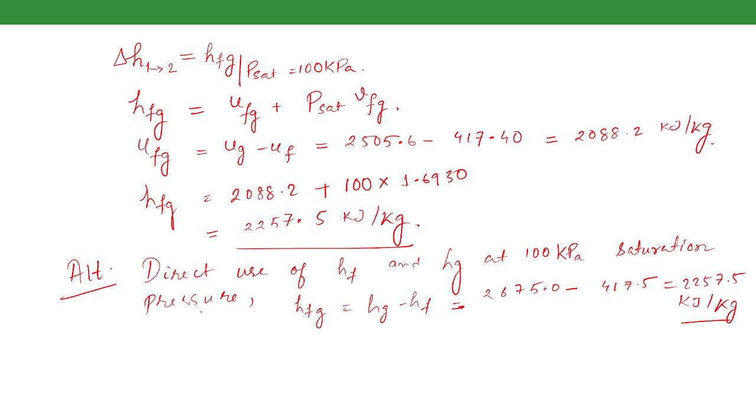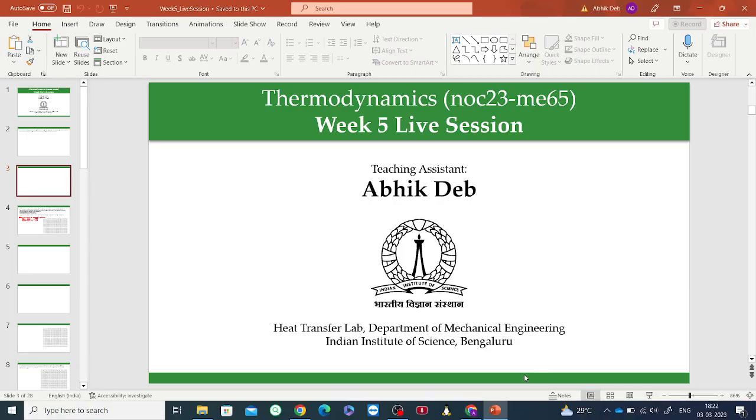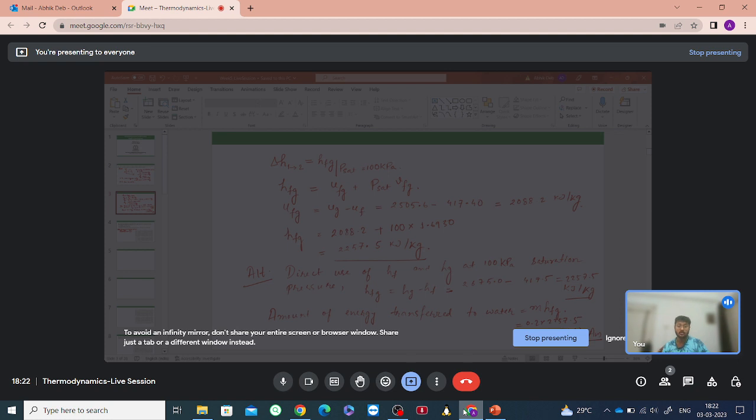Now the amount of energy transferred to water is equal to mass multiplied by hfg. So this is 0.2 multiplied by 2257.5. This is basically 451.5 kilojoules. I hope it is clear to everybody.